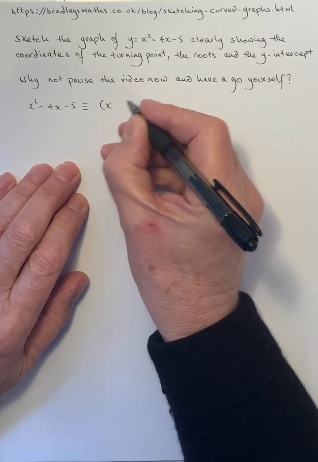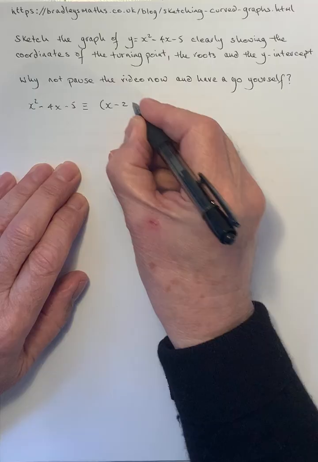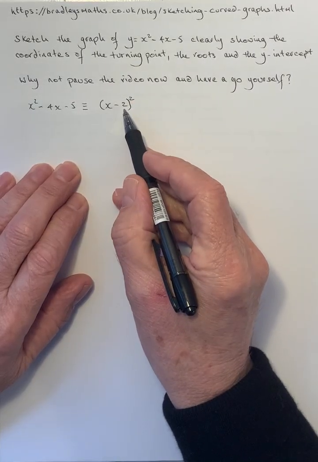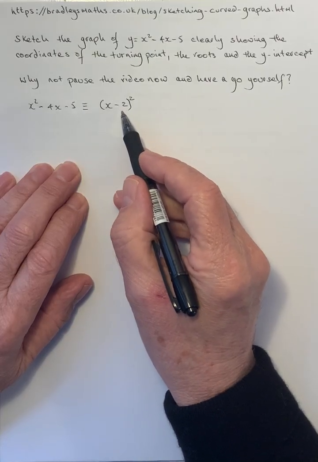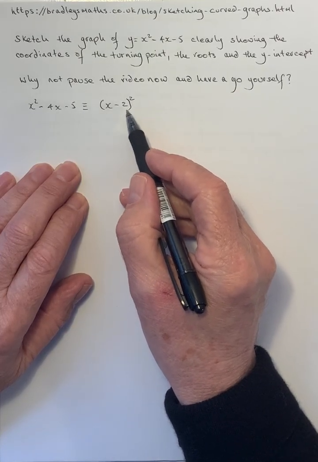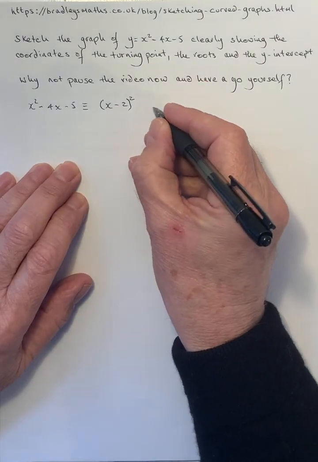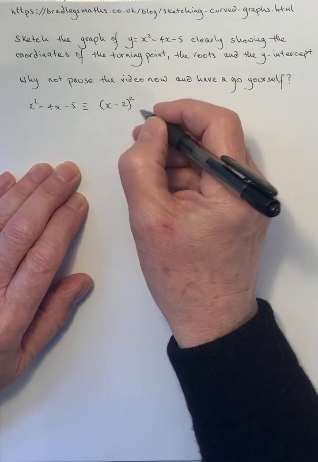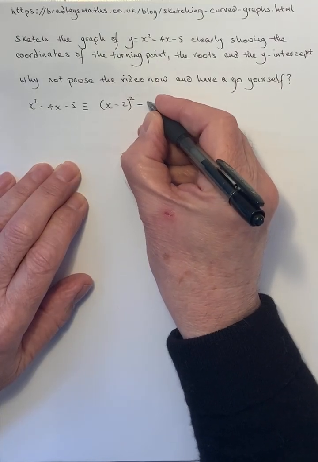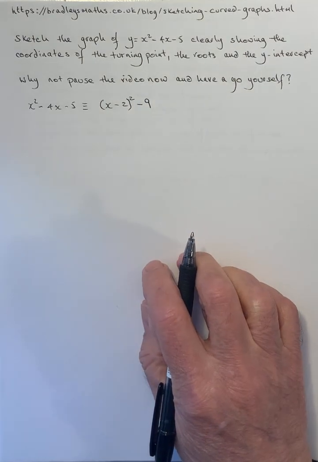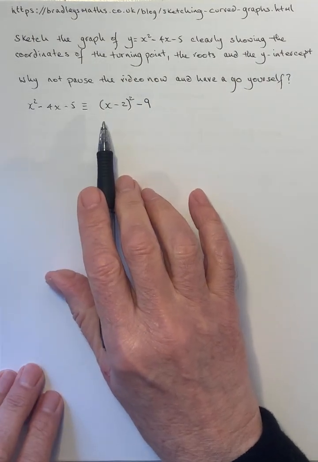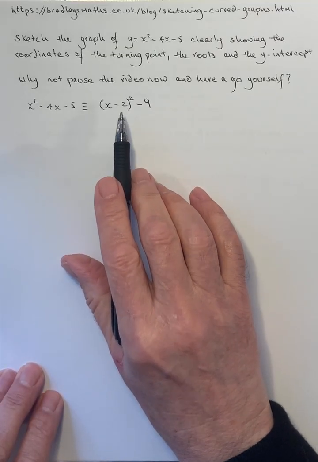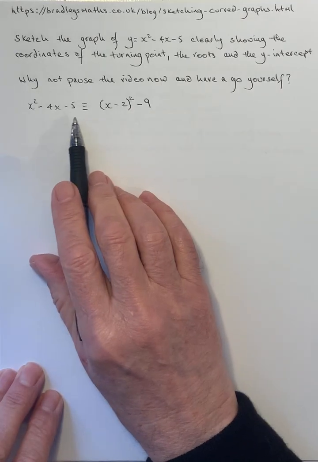x minus 2 all squared. We're adding 2 in here, even though it's negative 2. When we square it, that becomes a positive 2. We're adding 2 in here, and so we have to subtract 2 outside of the bracket. So it's minus 4 minus 5. Minus 4 minus 5 is minus 9, and that is the square completed. If you expand this, you will get x squared minus 4x plus 4, and then your minus 9 brings it back to minus 5.